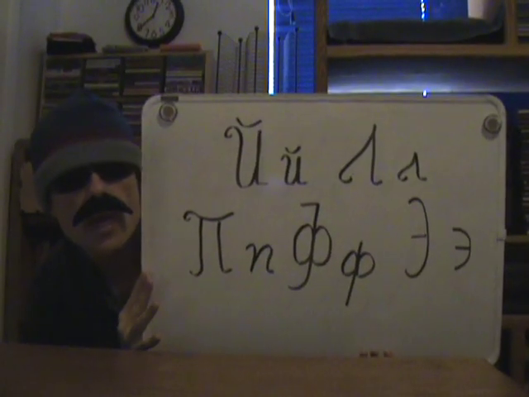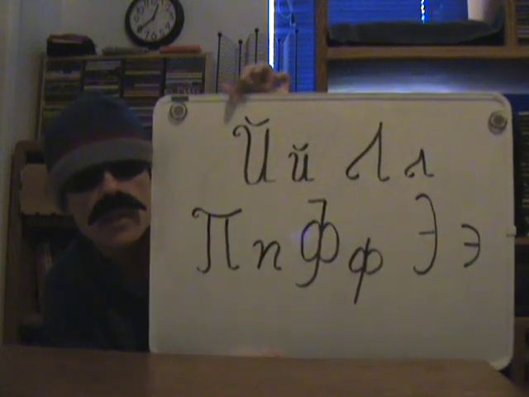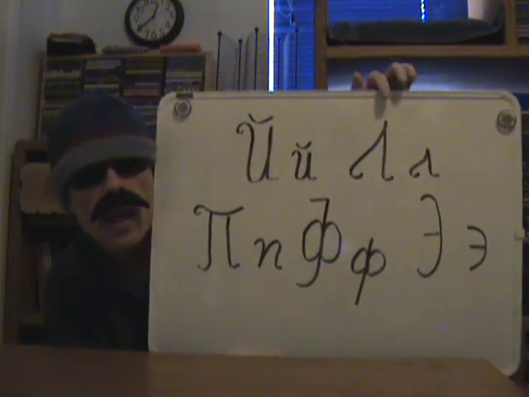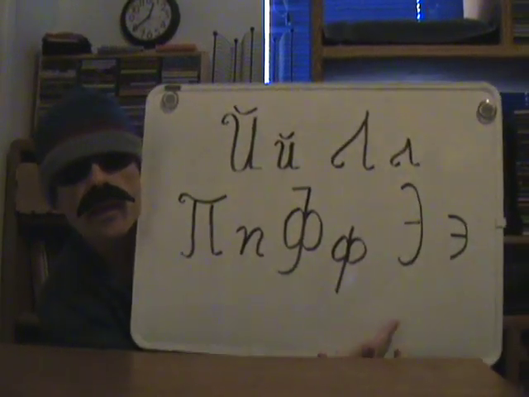Here are the letters we covered in today's lesson. You will see up at the top here we have I kratkaye, L, and then down at the bottom we have P, F, and E.